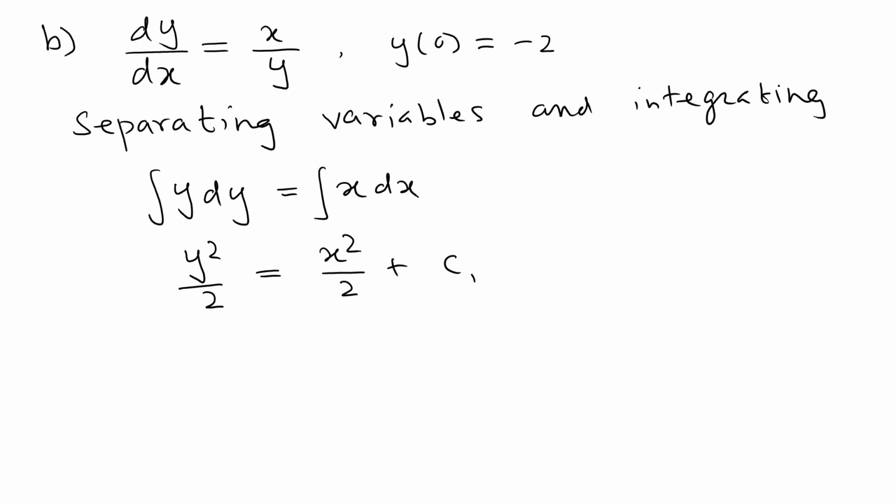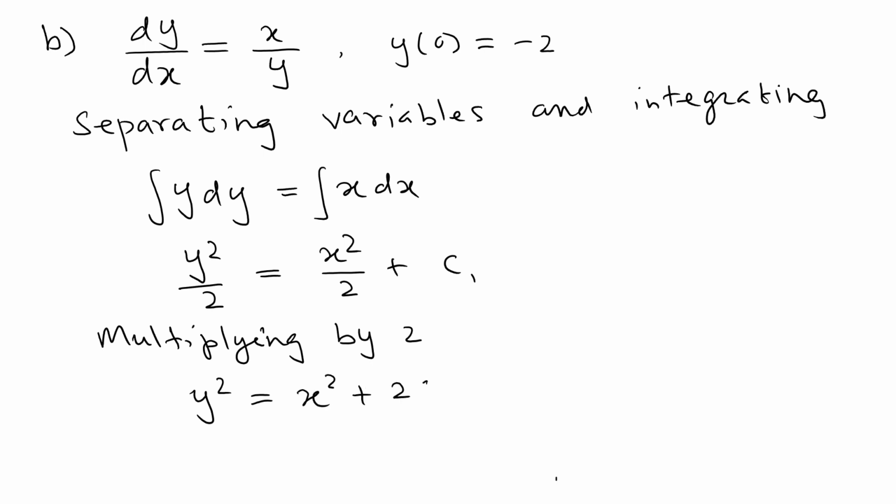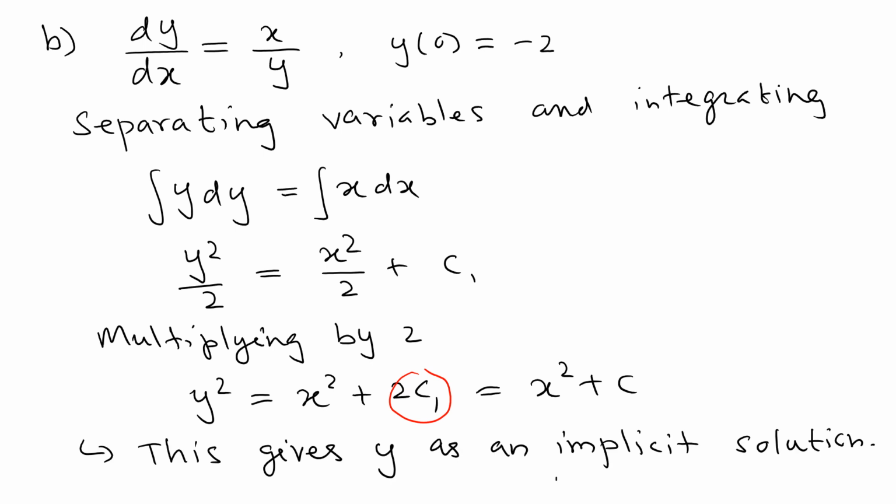Then we multiply the whole equation by 2. We get y squared equals x squared plus 2c1. Just for simplicity, we'll call the 2c1 just c, because it doesn't really matter. So we get x squared plus c. Now that's the solution. This is what we call an implicit solution. So this gives y as an implicit solution.